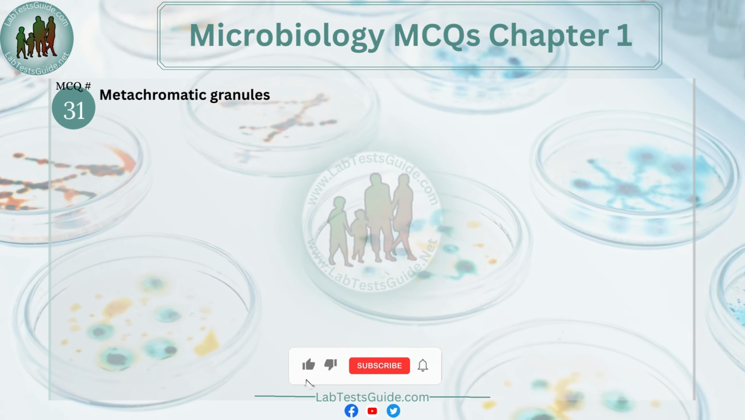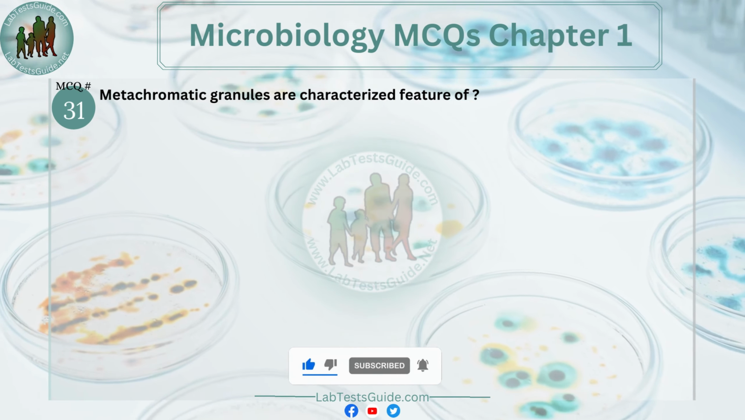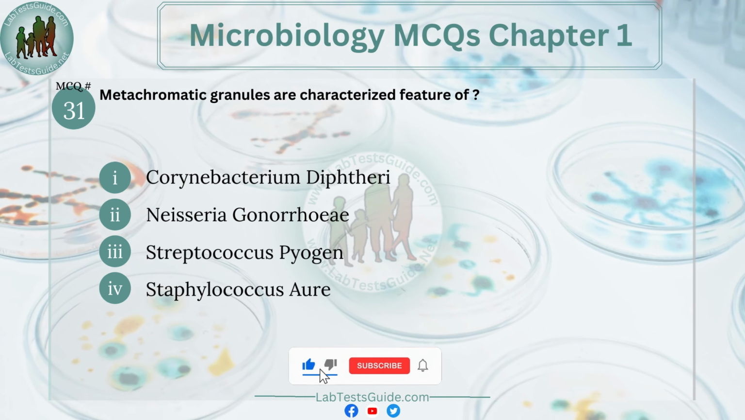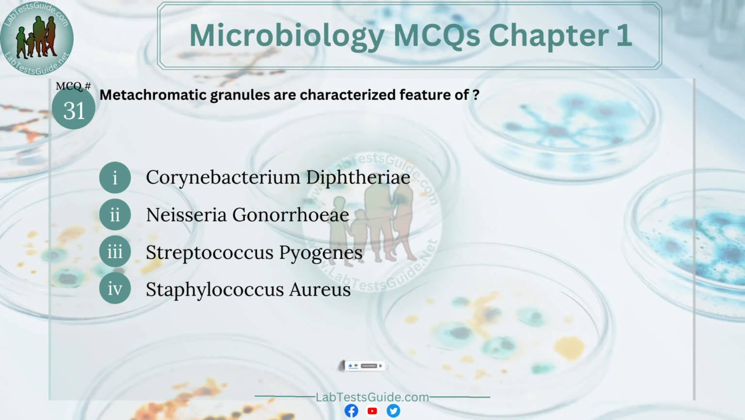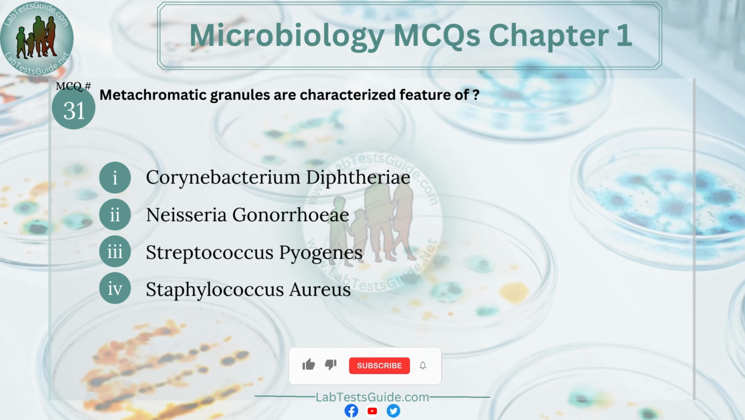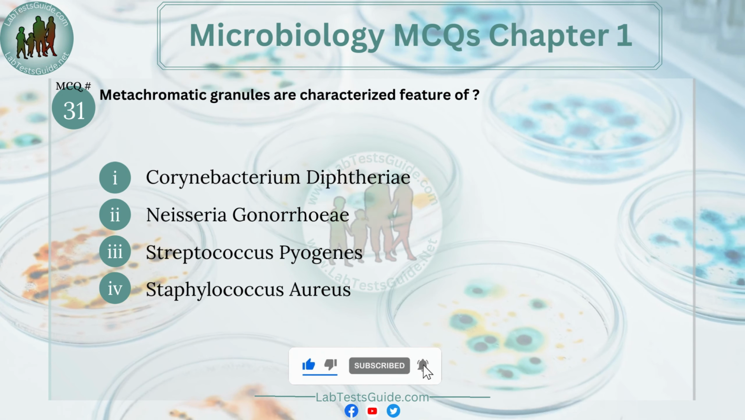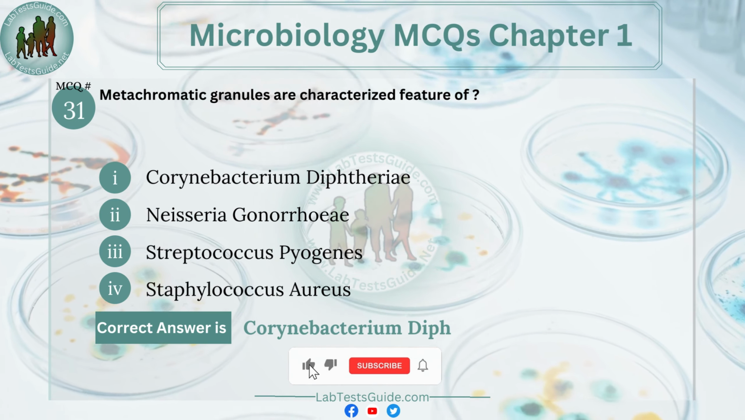Question number 31. Metachromatic granules are characteristic feature of option number 1, Corynebacterium diphtheriae. Option number 2, Neisseria gonorrhoeae. Option number 3, Streptococcus pyogenes. Option number 4, Staphylococcus aureus. Correct answer is Corynebacterium diphtheriae.